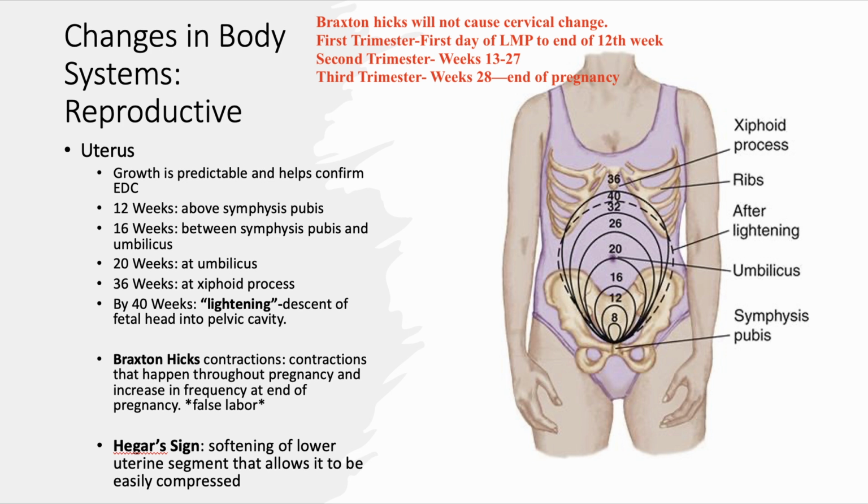Hegar's sign, right, so all these different things that need to change in the uterus. The lower segment of the uterus is going to soften, which is going to cause it to become very easily compressed, like you would push on the bottom of the uterus. You'd be able to compress it. The purpose of that is that at some point, we need a baby to work its way down to that lower uterus and fit through and come out. Right, so the lower uterus has to soften up because if it stayed really rigid, the baby's body would not be able to navigate. So Hegar's sign is the softening of the lower uterus.